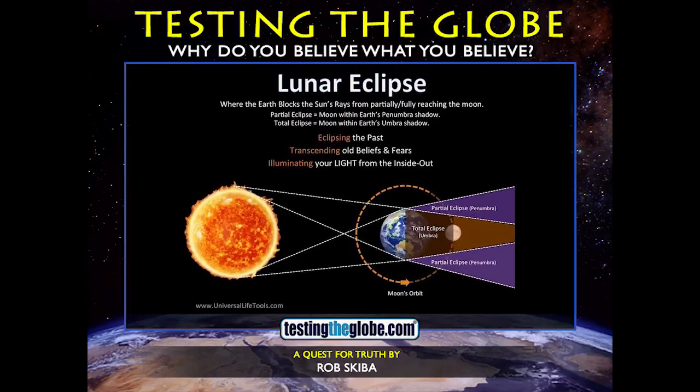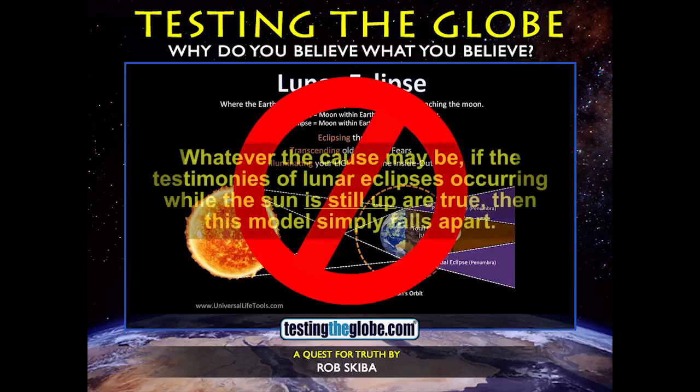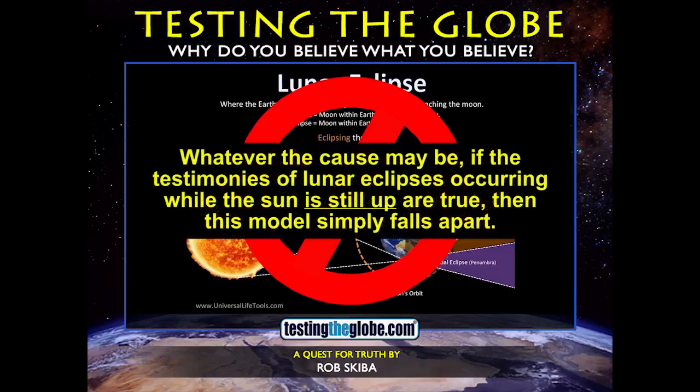And I still think the moon is responsible for the solar eclipse, the moon coming in conjunction with the sun. But as far as the lunar eclipse, it can't be the way we're told in modern science if it's happening while the sun is still up.